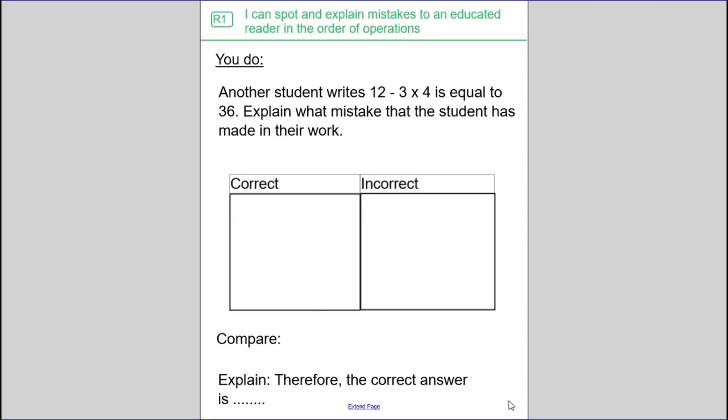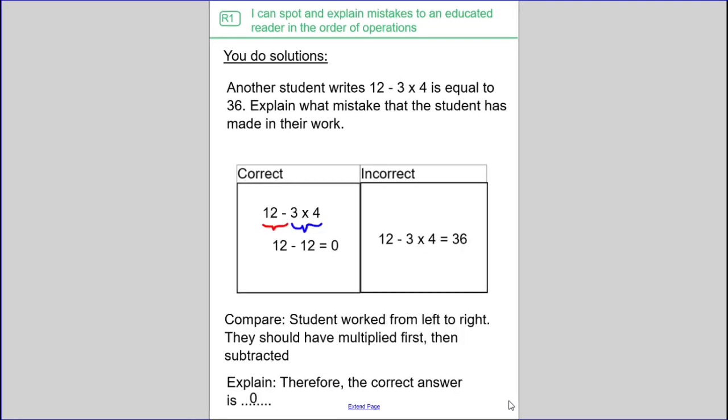Here's a question for you to try. Pause the video here. Here's the solutions. So as you can see, we've got 12 subtract 3 multiplied by 4. So we need to do 3 times 4 first, which gives us 12. Then we bring the rest of it down, and 12 subtract 12 gives us 0.